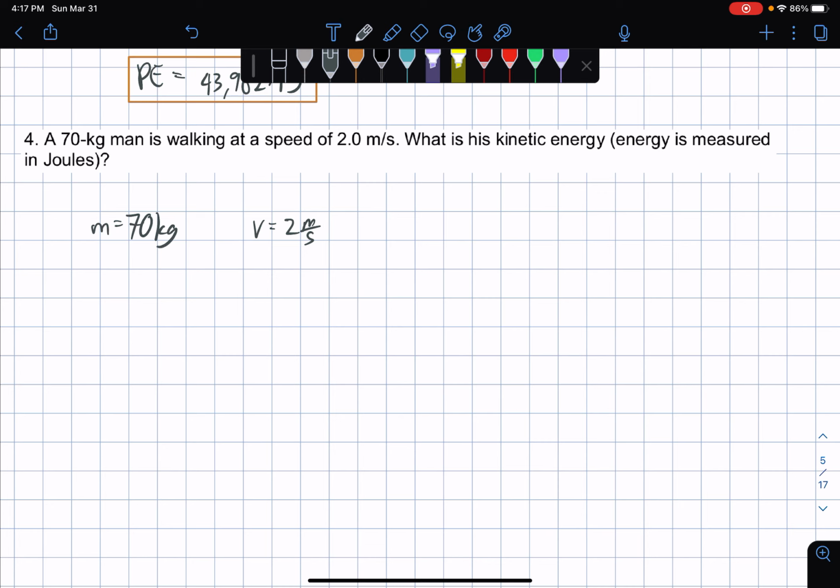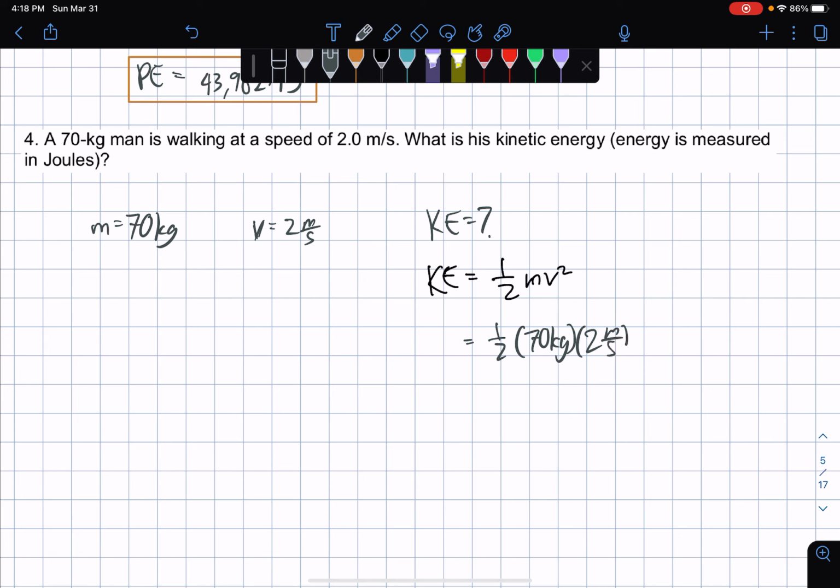So right now we have KE that's missing. Again, KE is equal to 1/2 mv raised to 2. 1/2 times the mass, which is 70 kilograms, and the velocity, which is 2 meters per second squared. So 2 raised to 2 is 4. Wait, no, 1/2 times 4 is 2. So 2 times 70, 140. 140 joules. That's our KE.